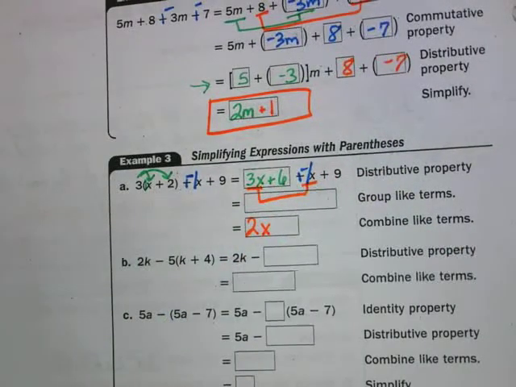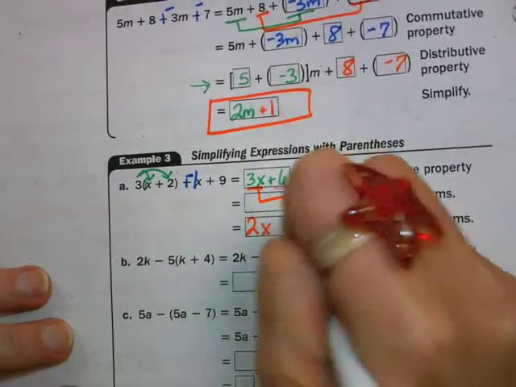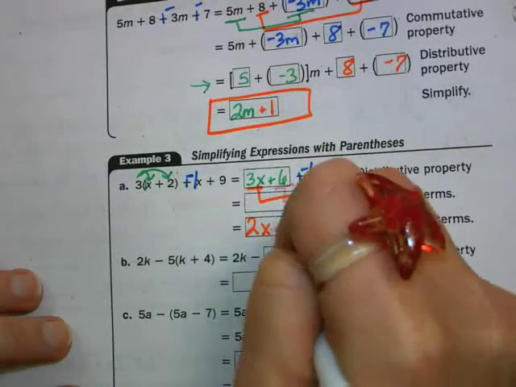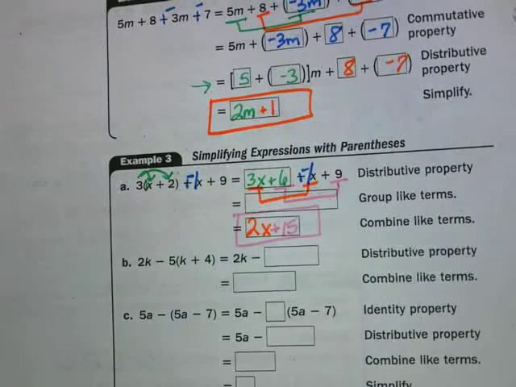And then my other like terms are my constants, the 6 and the 9. 6 plus 9 is 15. So that's my final answer. We'll try another one together.